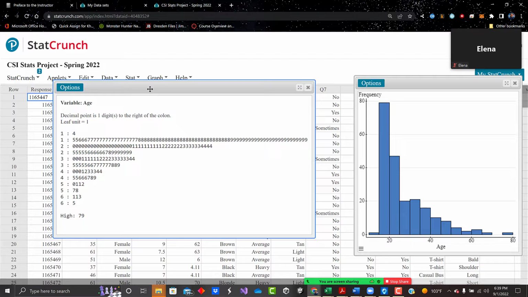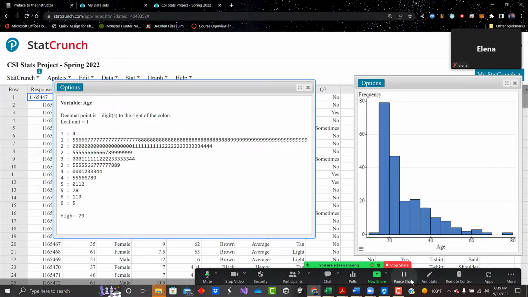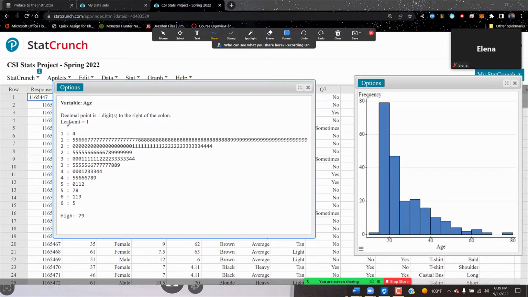The way the stem and leaf plot works, let me see if I can annotate on my screen. There we go. This value here, the one in the left column, this is called the stem. And it's the first digit. Using a mouse. It's the first digit. So this represents the number 14. This one represents 65.